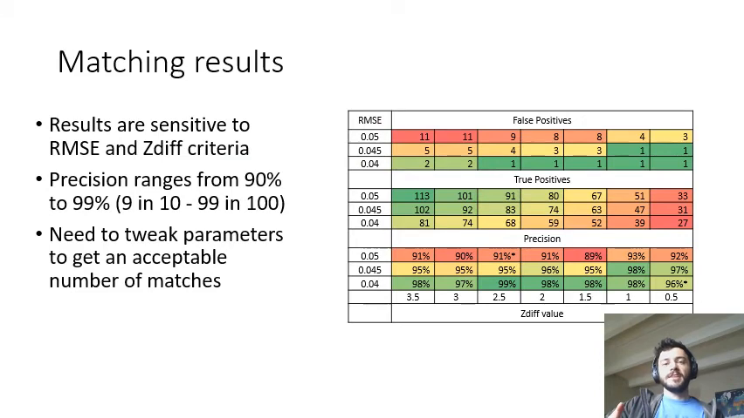So we created a validation data set to check the accuracy of this matching step. And what we found was, depending on which combinations of matching parameters were used, we get a precision of between 90 and 99%, indicating that if the user is looking at a set of results, they would expect between 90 and 99 out of 100 extracted trees to be correct.